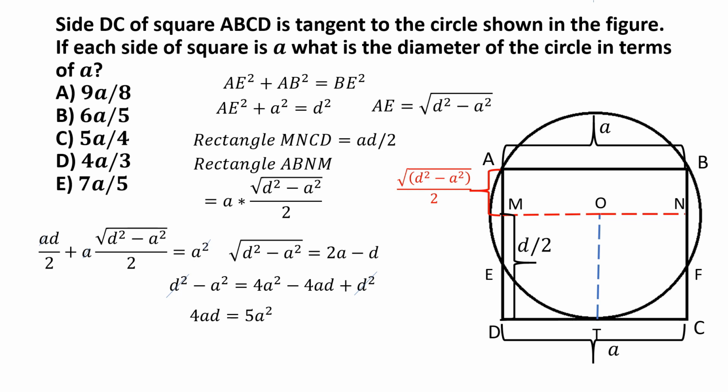4AD is equal to 5A square. And again, A being non-zero, we can cancel out one of those A's from both sides, and it's easy to obtain D is equal to 5A divided by 4. So it's 5A by 4. So the correct choice will be option C, 5A by 4.